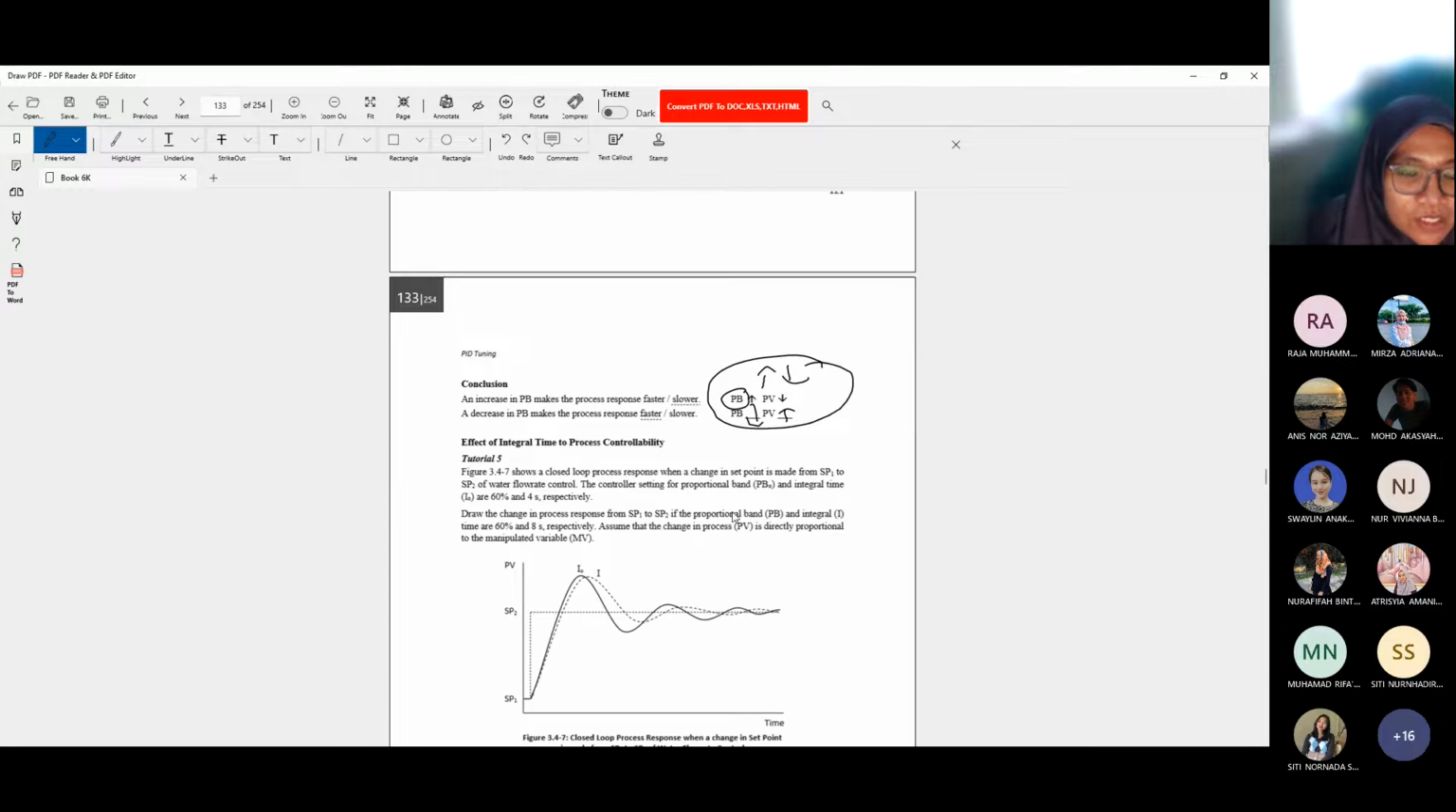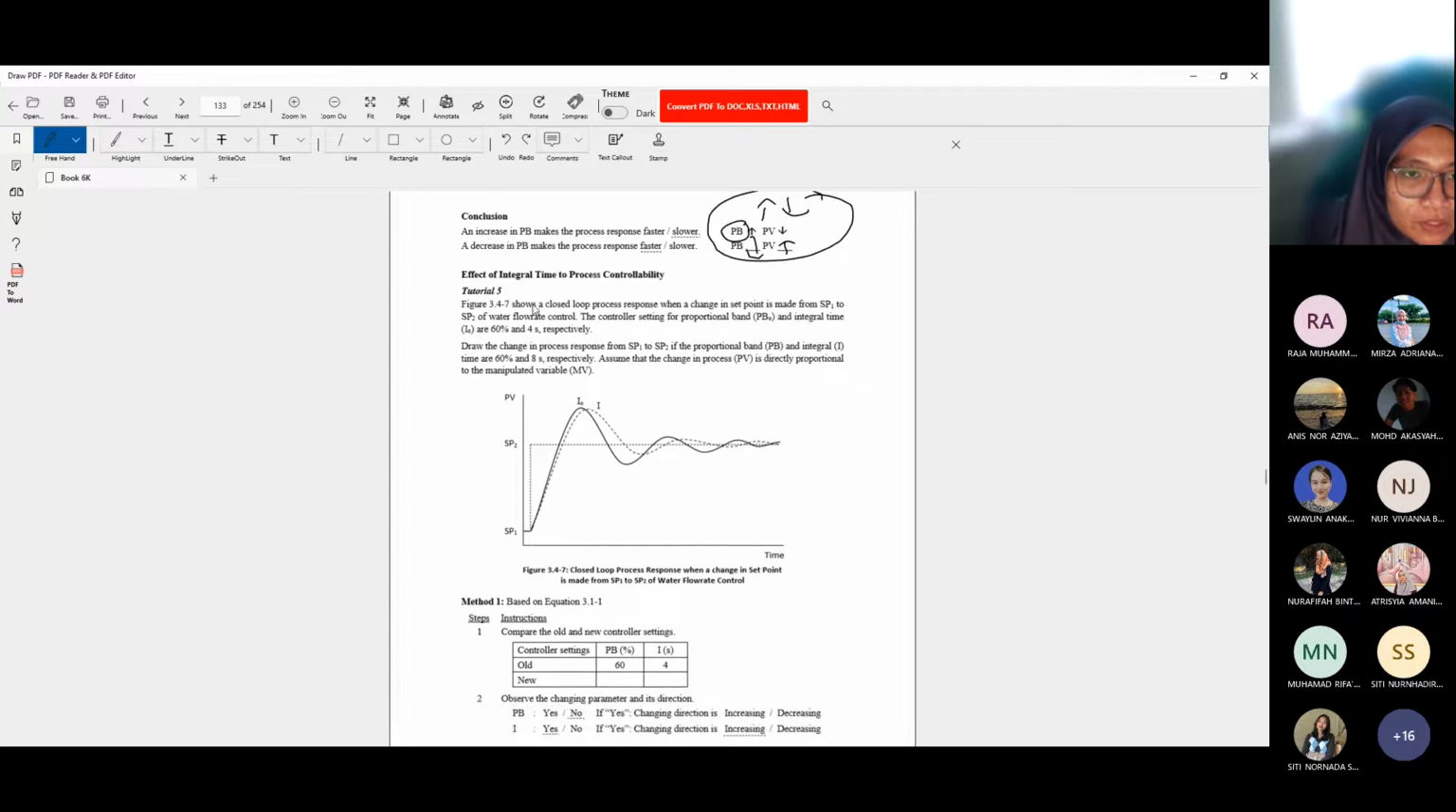Okay, so for today, we will continue on the integral time. We try to do at least two tutorials. I take one example for increasing, the other one example for decreasing, so that we can conclude the relationship between I and PV. Kesemua controller yang ada, kita akan relate dengan process response, sebab the main concern sekarang kita nak tengok process response when we change the value of P, I, and D.